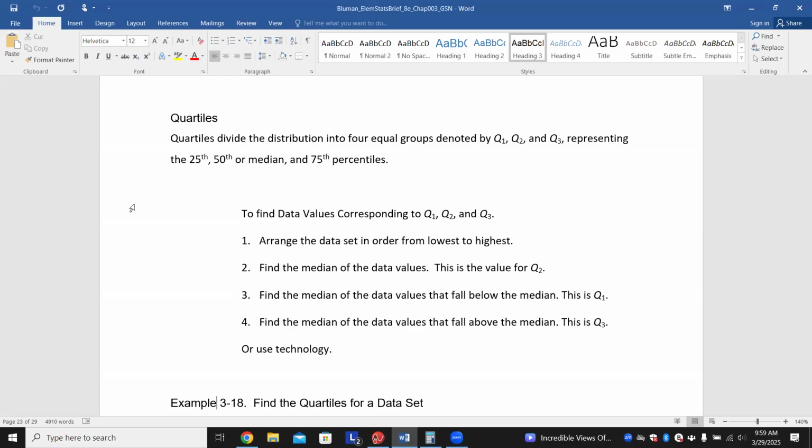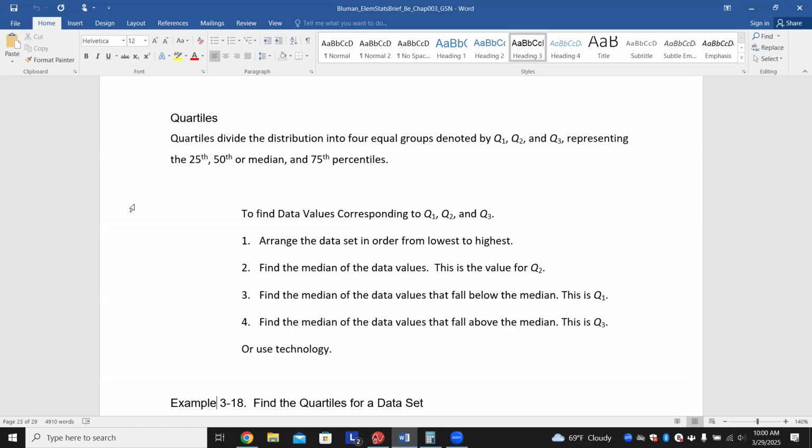To find data values corresponding to Q1, Q2, and Q3, we want to arrange the data set in order from lowest to highest. Find the median of the data values. That will represent Q2 because it's the 50th percentile. Then we find the median of the data values that fall below the median. That will be Q1. So we find the middle of the numbers, and then we find the middle of the numbers on the left side. That represents Q1, also known as the 25th percentile. And then, if you are at Q2 already, the halfway point, we also want to go on the right side of the median and find the middle of those numbers, and that will represent Q3.